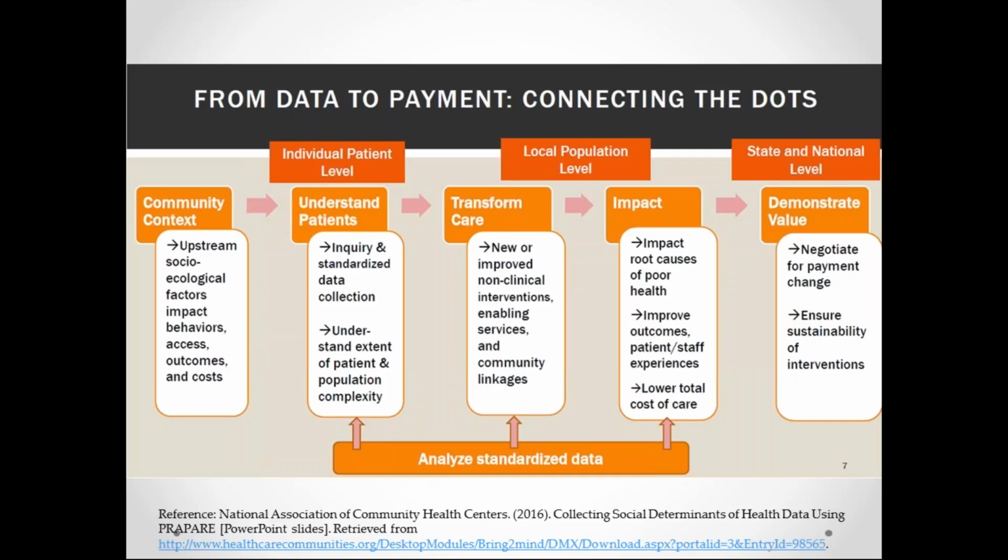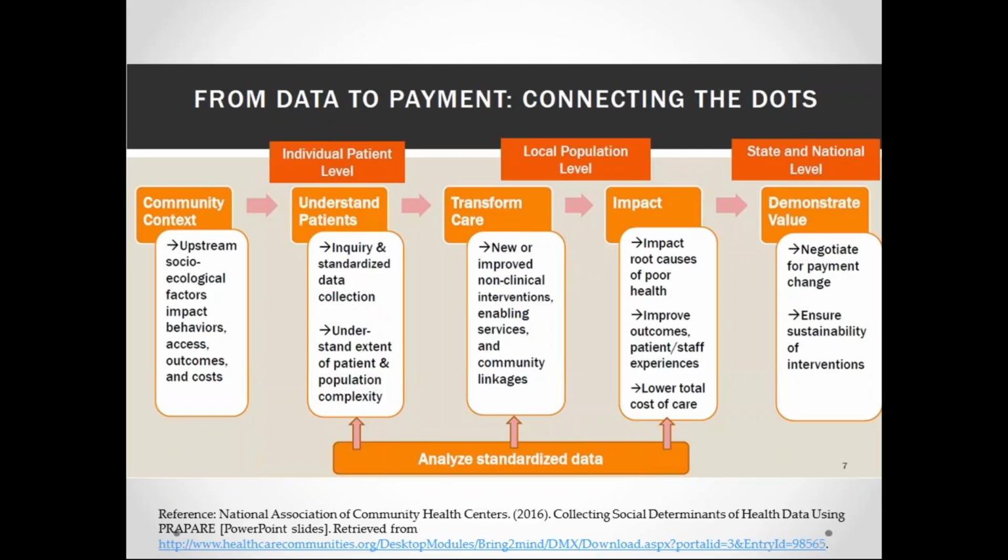This slide was taken from the National Association of Community Health Centers and one of their presentations about PRAPARE, and I really like it because it shows the various levels that PRAPARE can impact. You start at the individual patient level where you try to understand your patient and get some quantifiable data and understand the extent of your patient and their population once you put them in aggregate. That allows you to make more informed clinical decisions and which resources you need to focus on building. And that leads to improved outcomes and lower total cost of care.